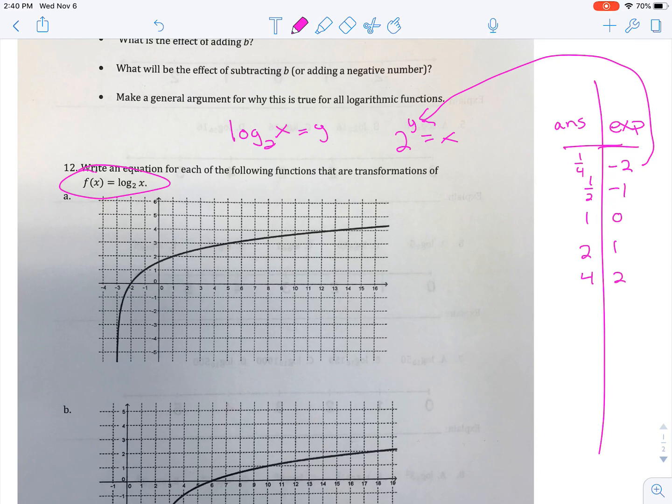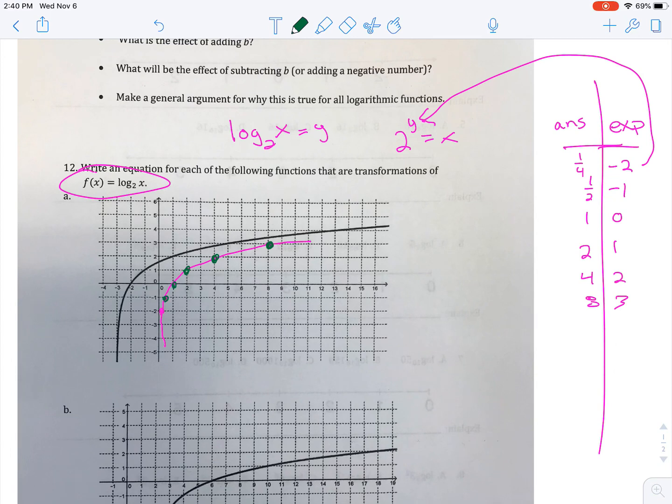So I'm going to graph this, and I'm going to have a fourth over and 2 down, half over and 1 down, 1, 0, 2, 1, and I'm going to have 4, 2. And I might as well do one more. Let's do 8, 3, since we can fit it on there. So it's coming down like this, and then those points are called anchor points.